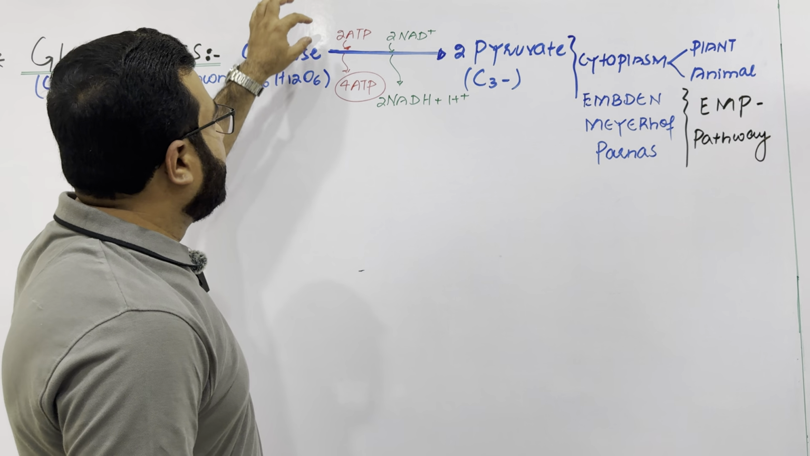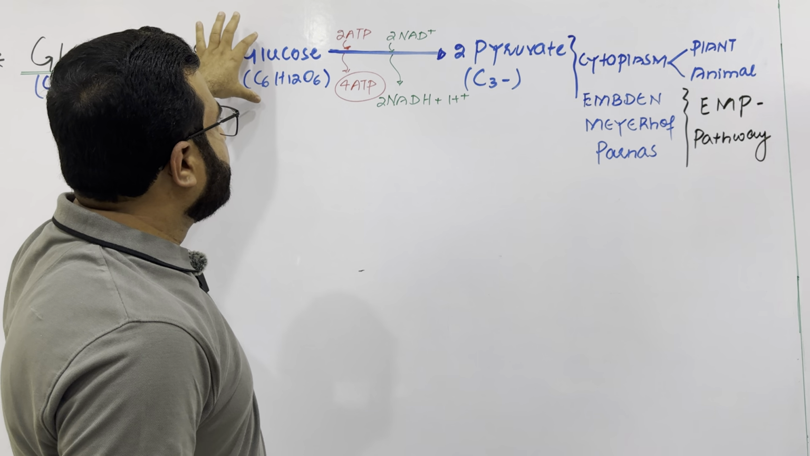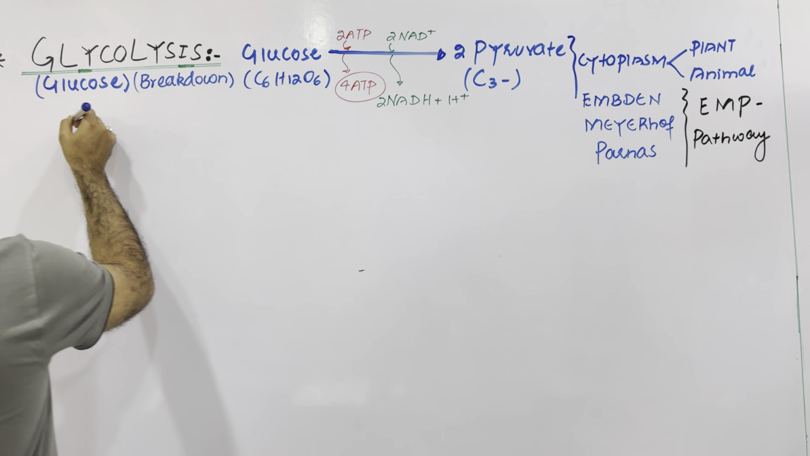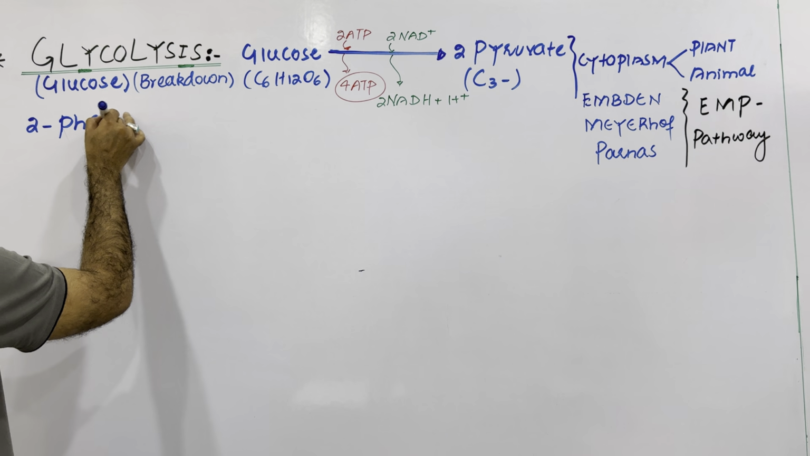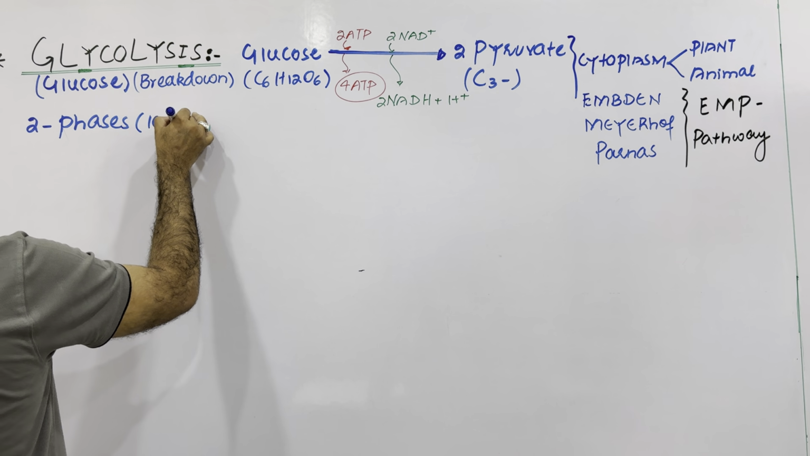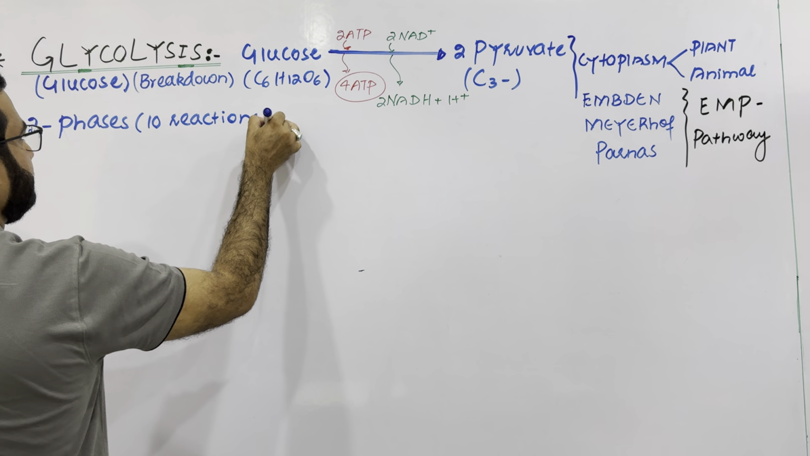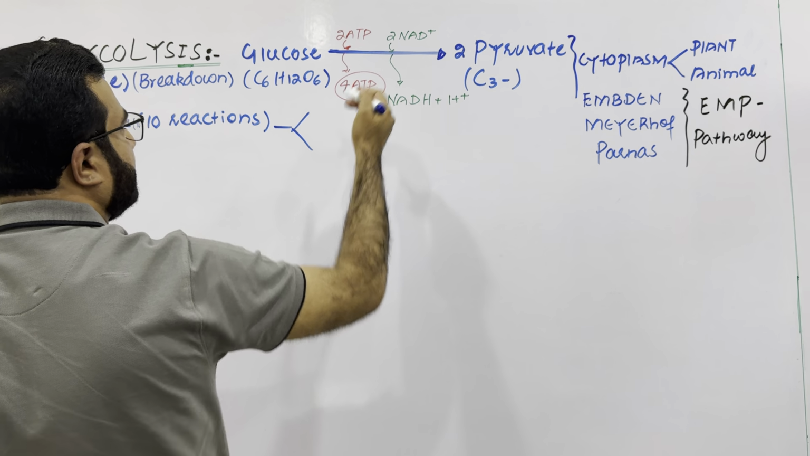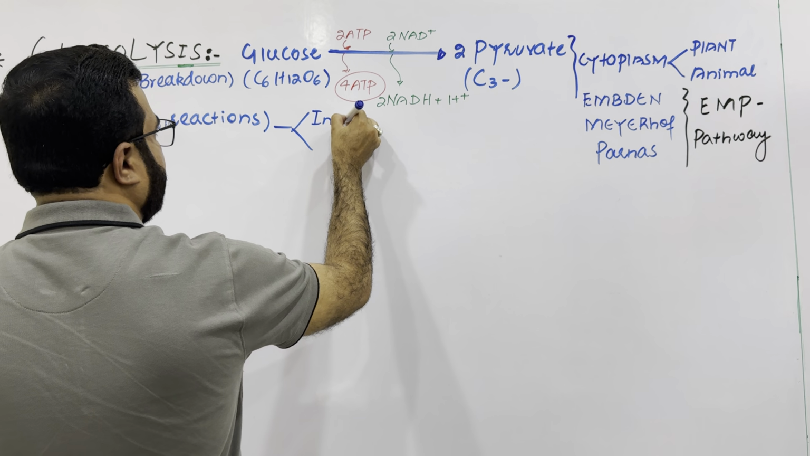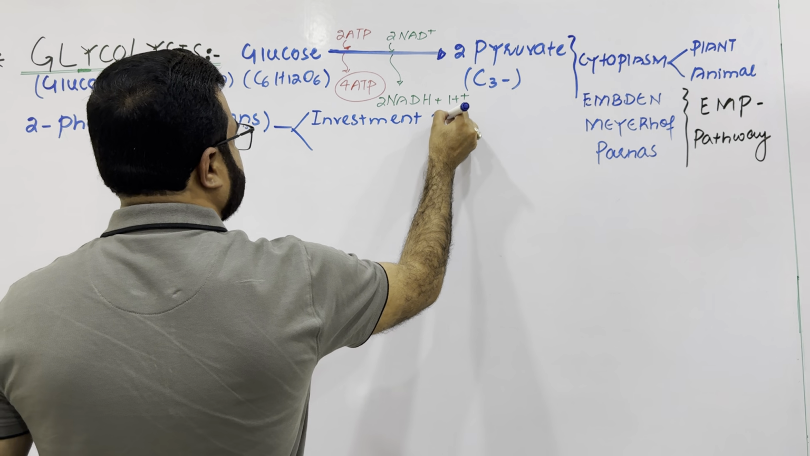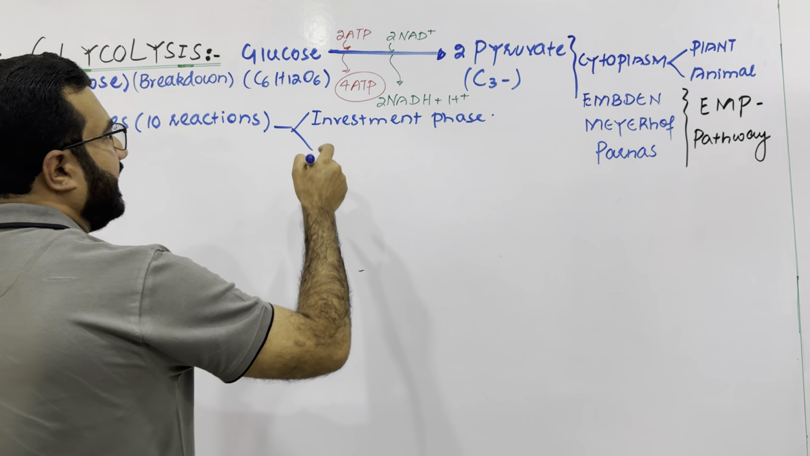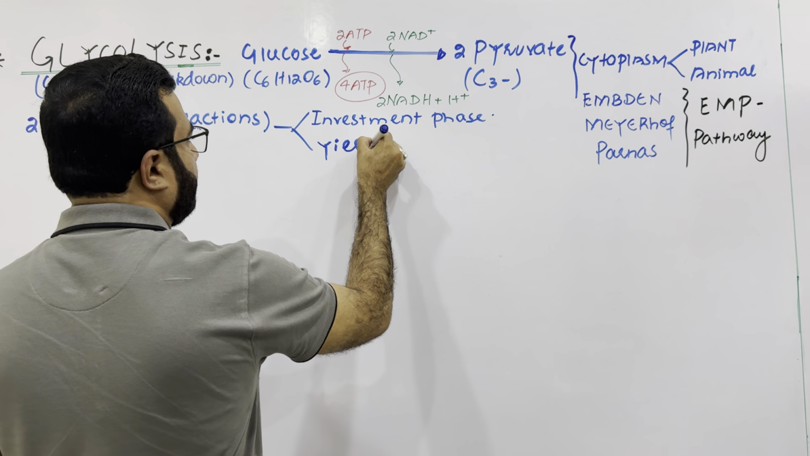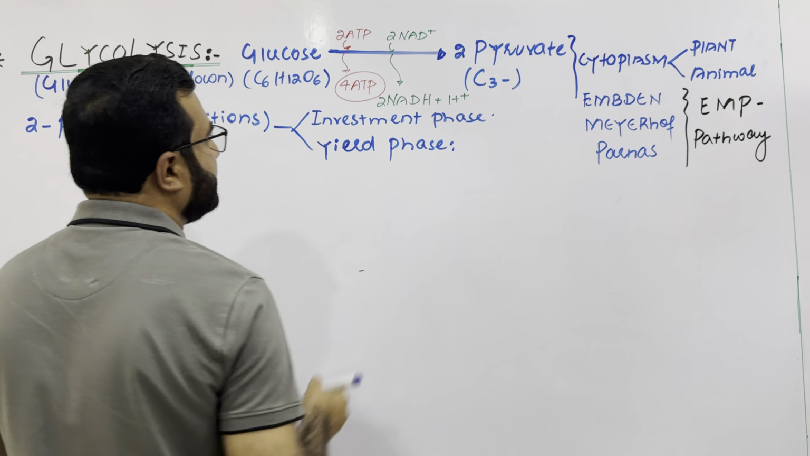Now, my dear students, you can see that I have mentioned two ATP molecules are used in the process of glycolysis and four ATPs are produced. So glycolysis basically takes place in two phases, and in these two phases there are a total of 10 reactions. The phase in which the ATP molecules are used, or you can say energy is used, is called the investment phase of glycolysis or preparatory phase. And the second phase in which the 4 ATP are produced is called the yield phase or oxidative phase of glycolysis.